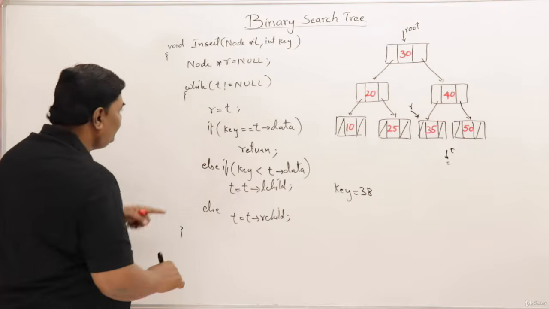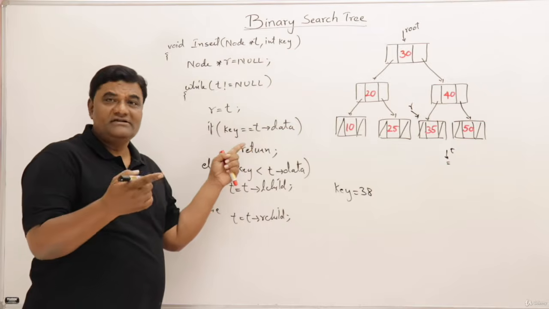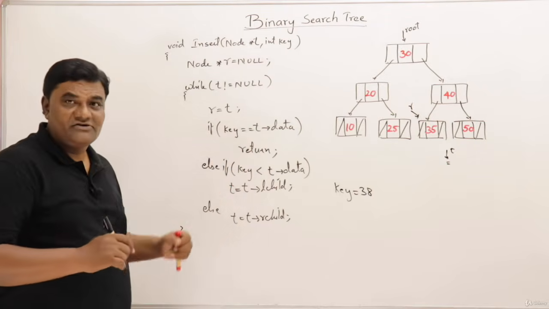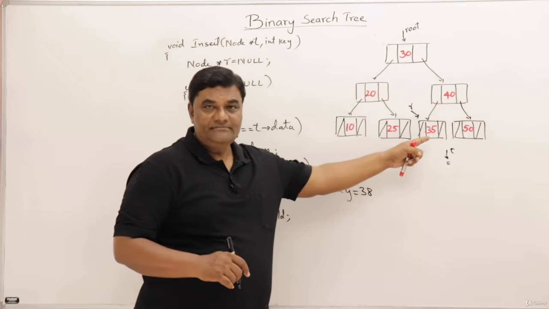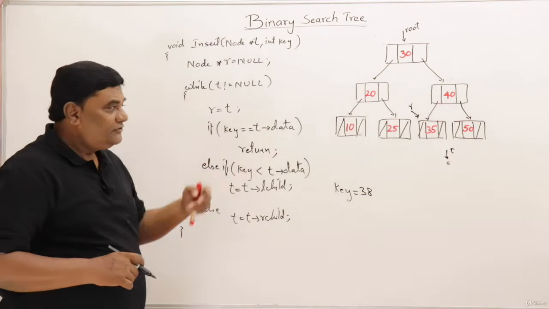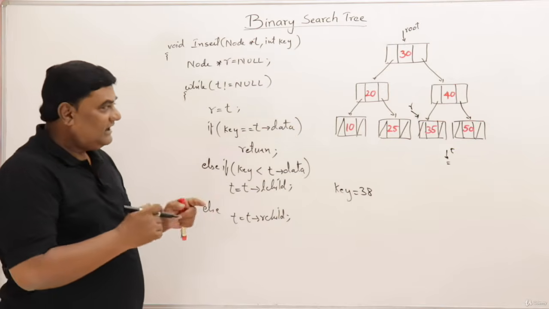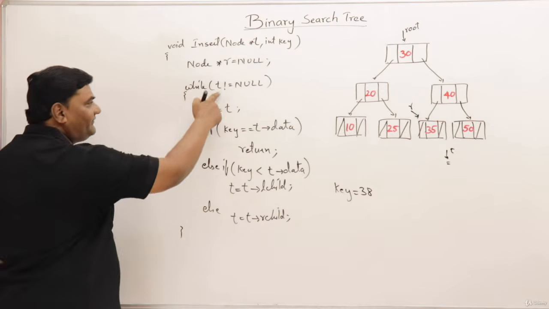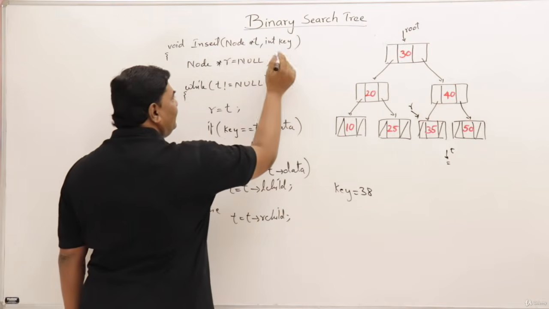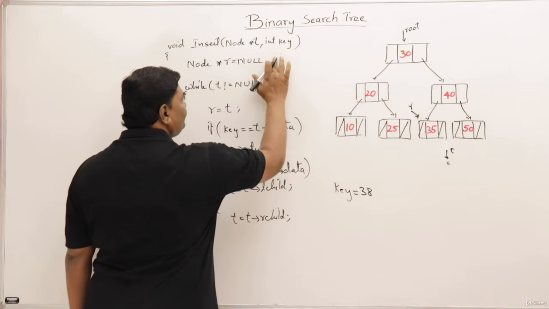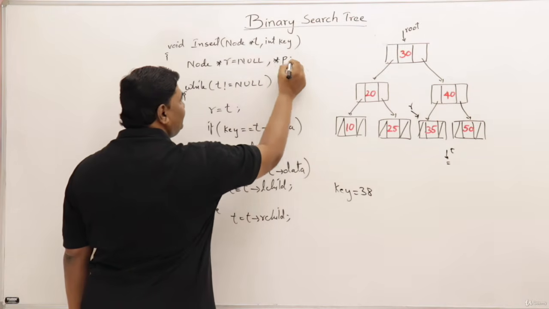This process will continue. Either if the key is already found, it will stop. If the key is not found, T will become null and stop, and R will be upon the node just before T. So using R, we have to link a new node. So first of all, create a new node and insert it there. So when we can do that? If T has become null and it has come out of the loop. So for creating a node, I need one more pointer. So I'll take a pointer named P.